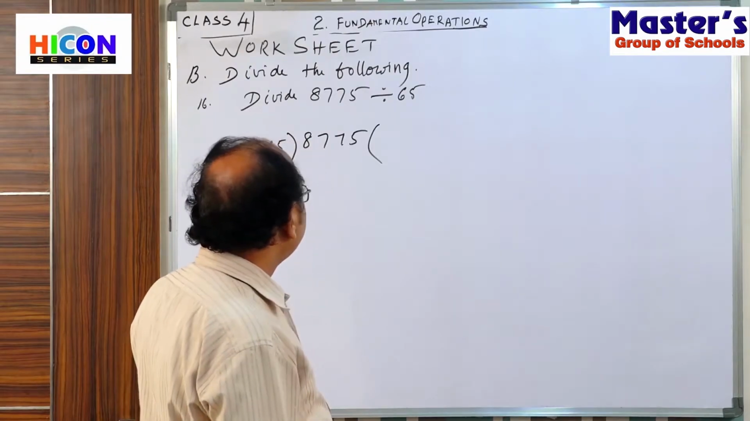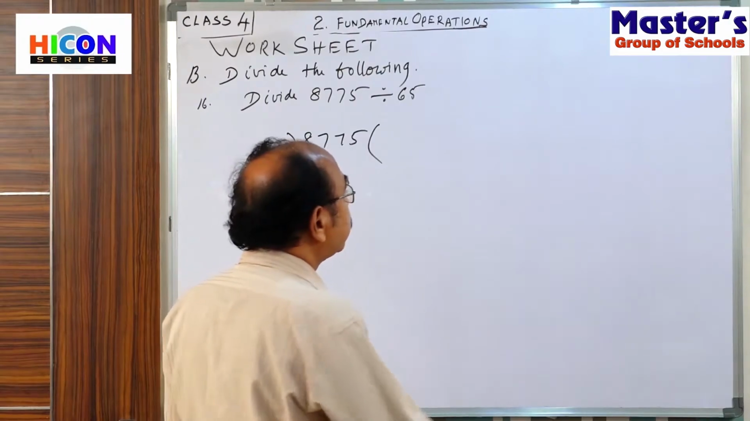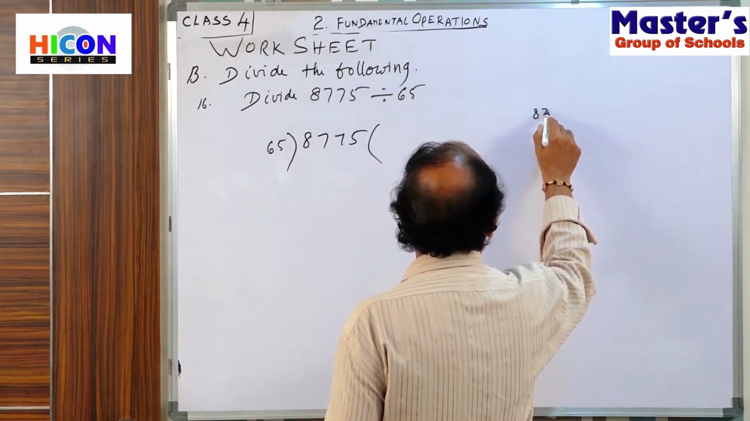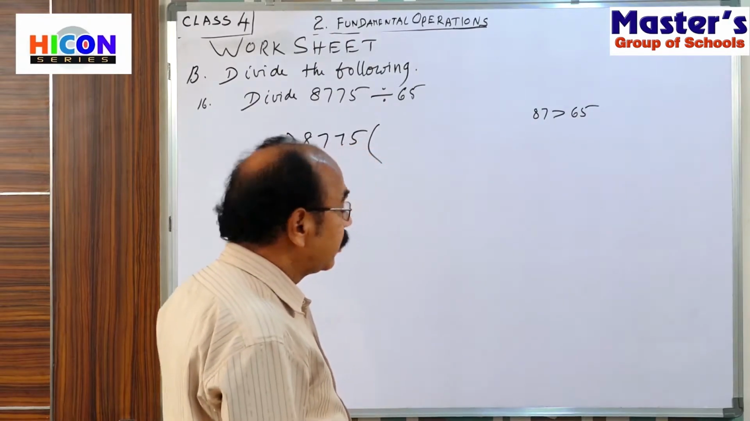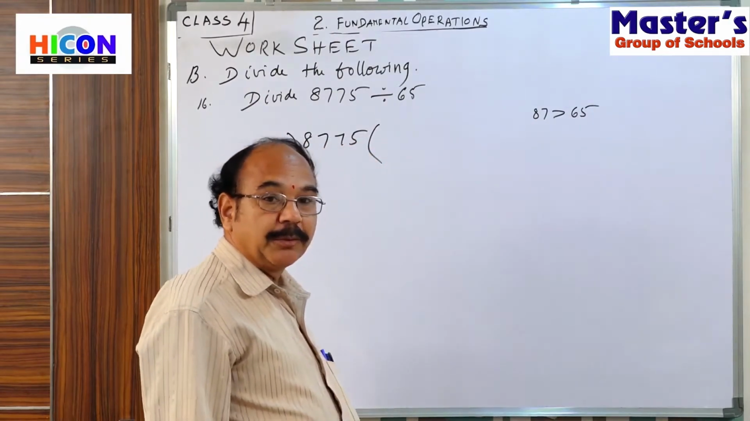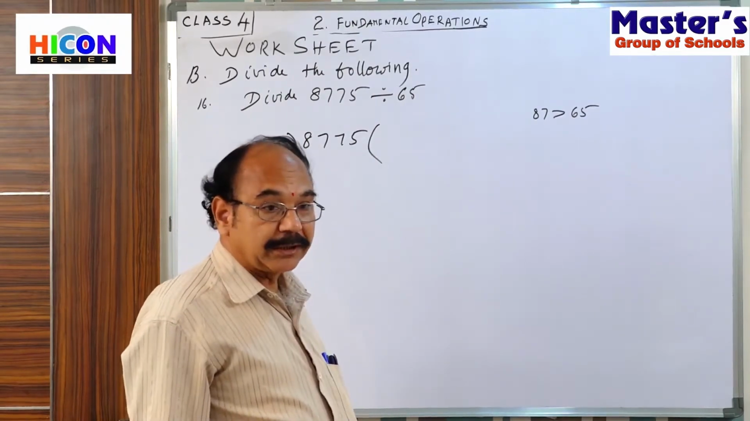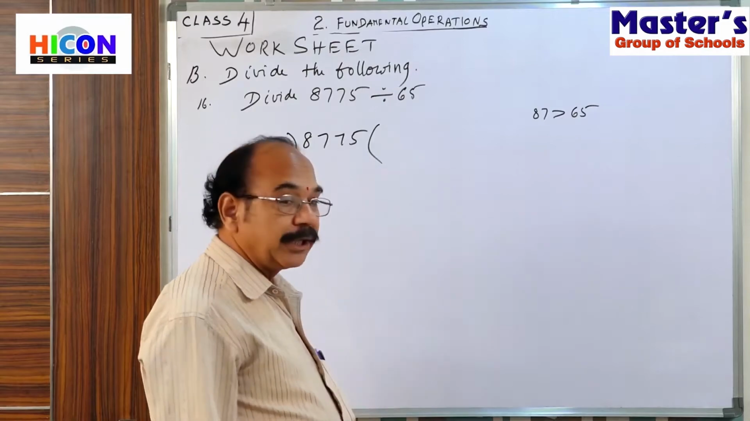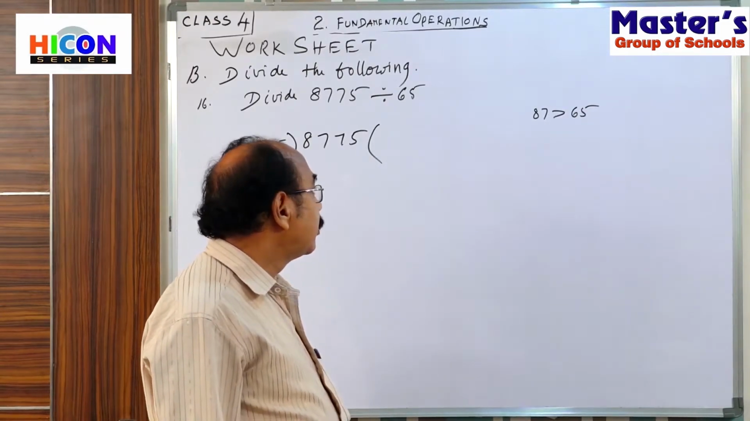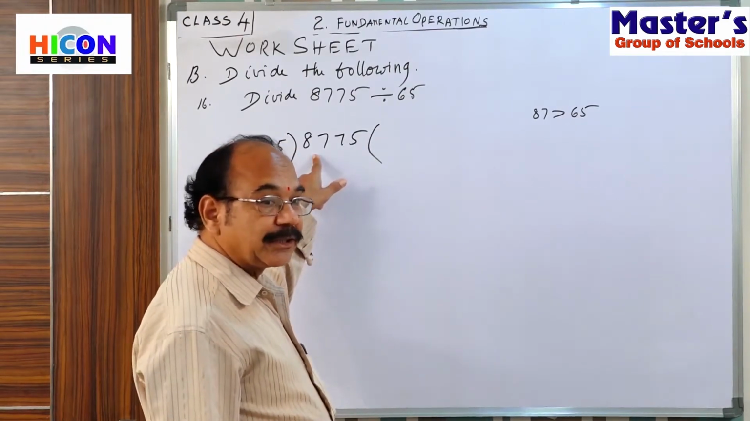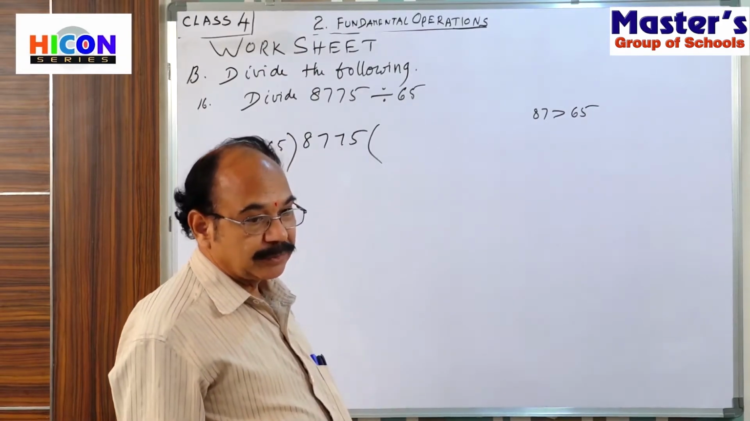Okay, children. Here 87 is greater than 65. Here we are dividing with a 2-digit number, so you select only 2 digits in the dividend. In the dividend you select 2 digits. So 87, select 87. In 87, 65, how many times?